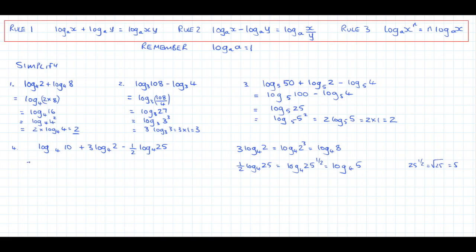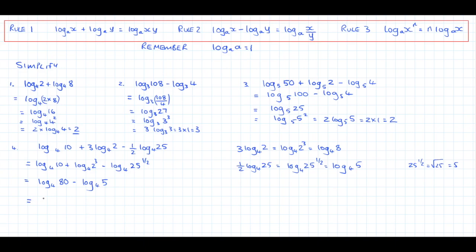So let me write in another line. If we had this, I would first of all write it as log 10 to base 4 plus log 2 to the power of 3 to base 4 minus log 25 to the power of a half to base 4. Now that's log 8. So that's log 10 plus log 8 to the base 4. So I'm going to use my first logarithmic law. That would be log 80 to base 4 minus log, now 25 to the power of a half is 5, so that would be 5 to base 4.